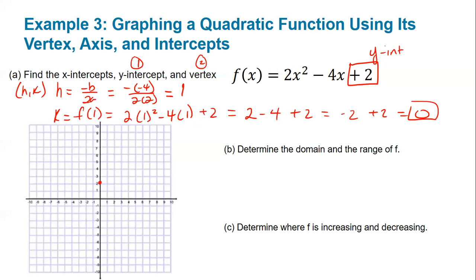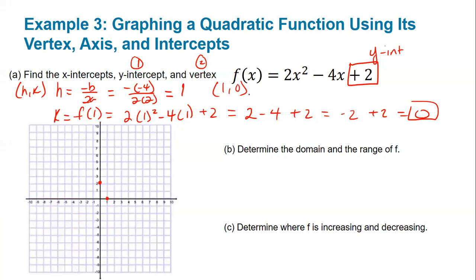So now I know that my vertex is where? I have h and k, so 1, 0. I heard 1, 0. All right. So now we have our vertex at 1, 0. That means that's also an x-intercept.